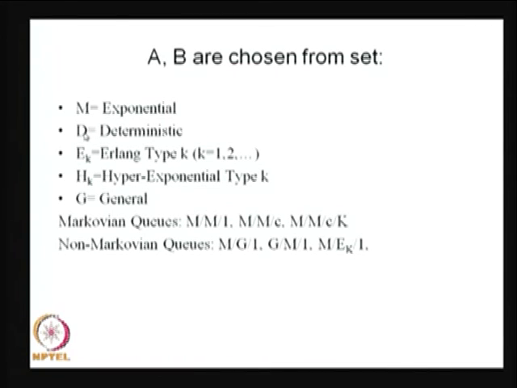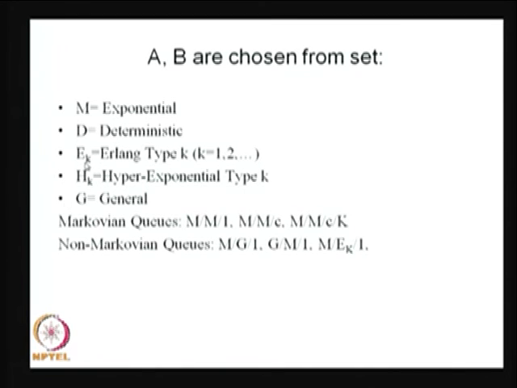Suppose you write the letter D in the place of A or B, that means that distribution is deterministic. It is not probabilistic; it takes a constant amount of time. So it takes a constant amount of time for the inter-arrival time or service time, whenever you place it in A or B respectively.